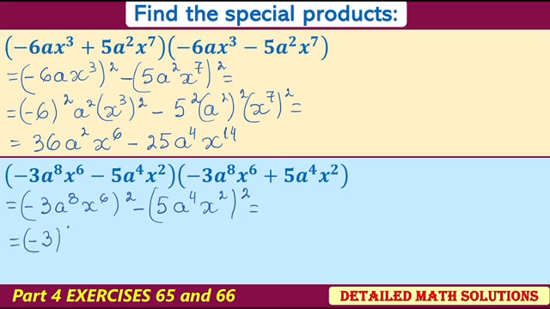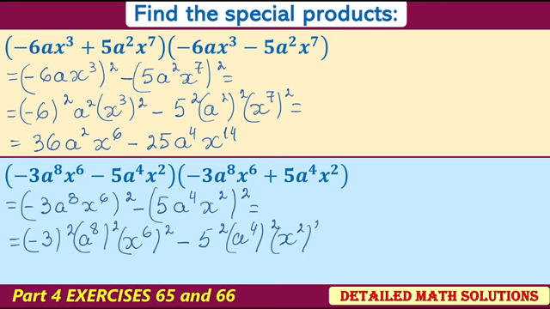This equals minus 3 in parentheses squared a to the 8th power in parentheses squared x to the 6th power in parentheses squared minus 5 squared a to the 4th power in parentheses squared x to the 2nd power in parentheses squared, which simplifies to 9a to the 16th power x to the 12th power minus 25a to the 8th power x to the 4th power.